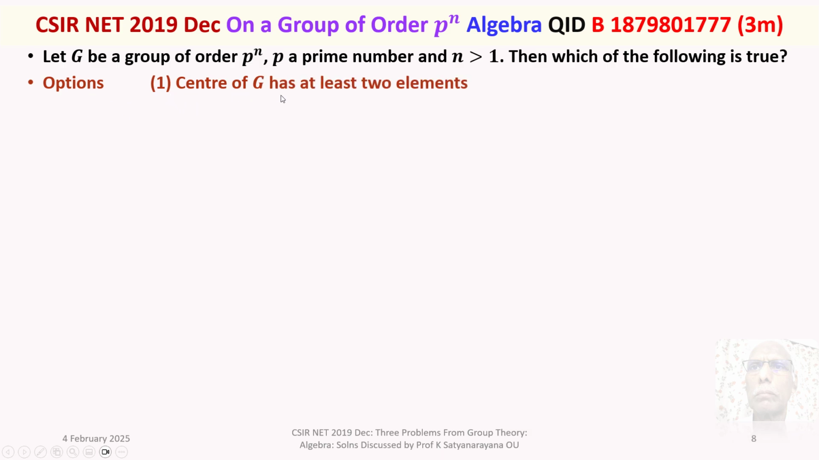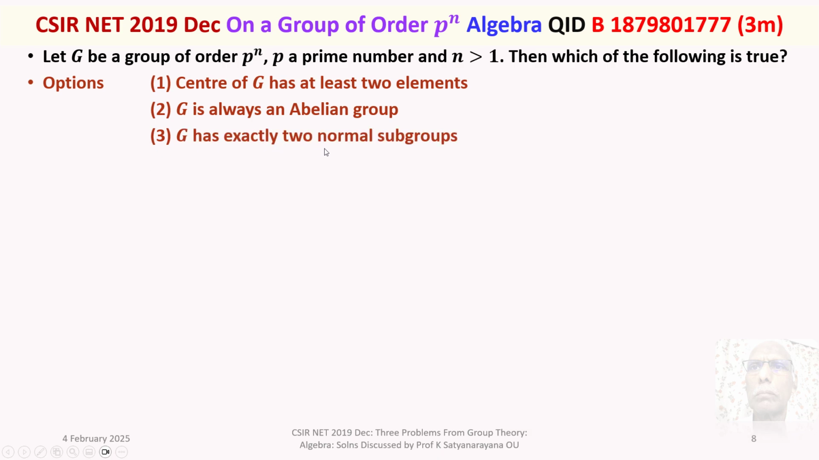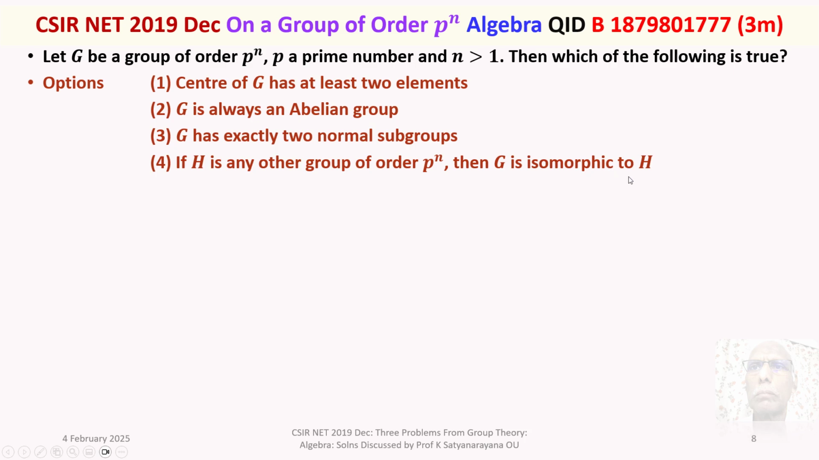Option 1, center of G has at least 2 elements. Option 2, G is always an abelian group. Option 3, G has exactly 2 normal subgroups. Exactly 2 normal subgroups means G is simple. Option 4, if H is any other group of order p to the power of n, then G is isomorphic to H. Let's now discuss the solution of the problem in detail.